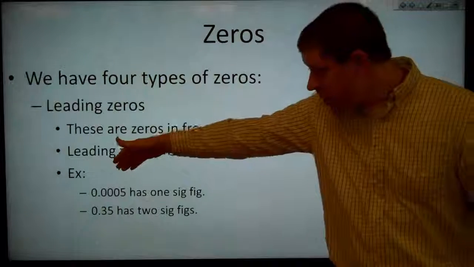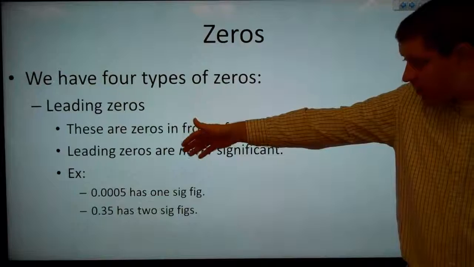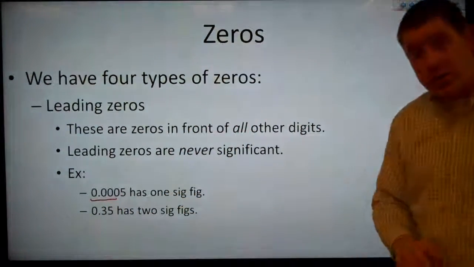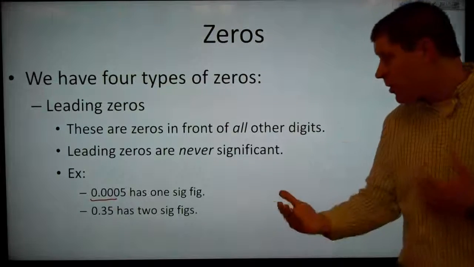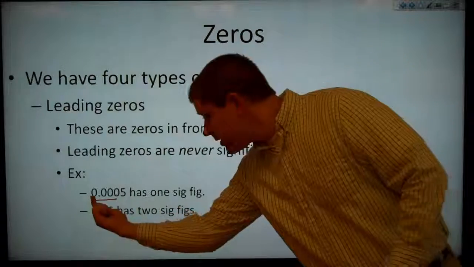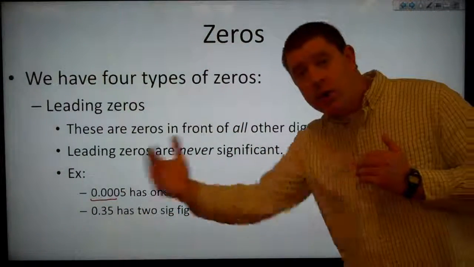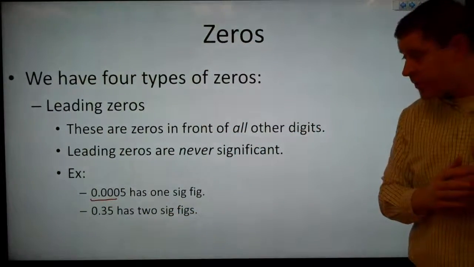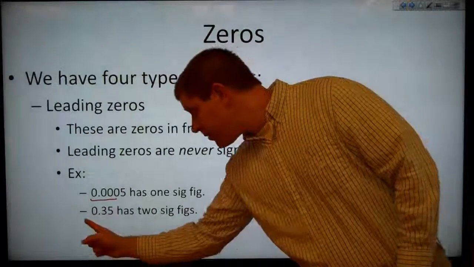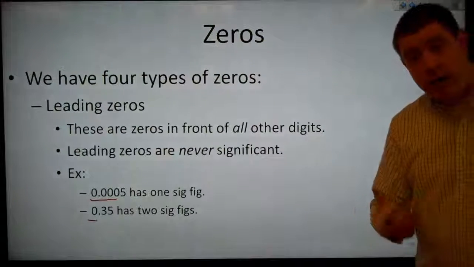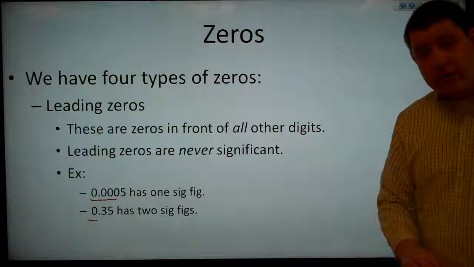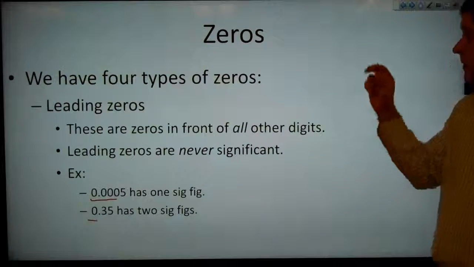These are things like 0.0005. This has 1 sig fig because all 4 of those zeros are leading zeros. They're all before our other digits. We look at our first non-zero digit. Our first non-zero digit is the 5. Any zeros to the left of the 5 are leading zeros. In the next number that we have, 0.35, the 0 is a leading zero. So the 3 and the 5 count, so we have 2 sig figs.